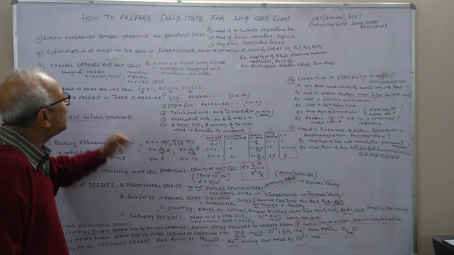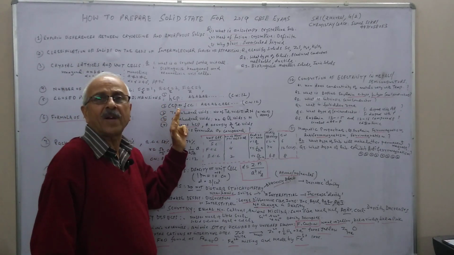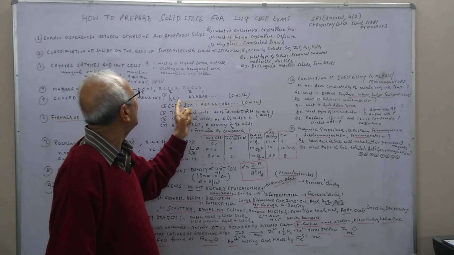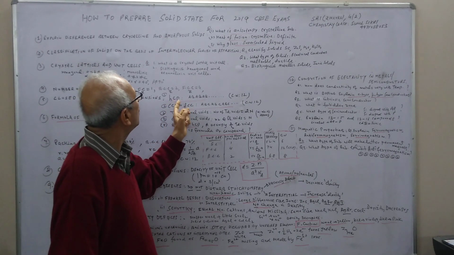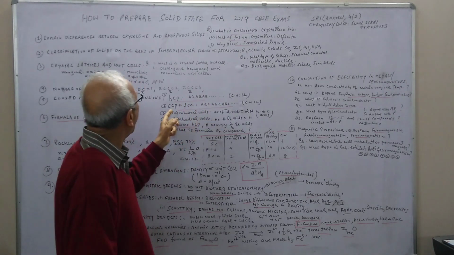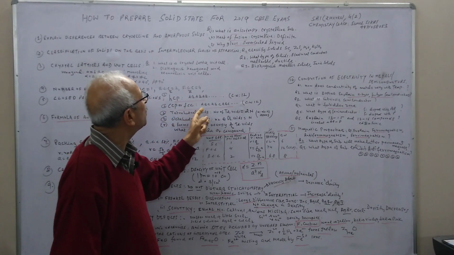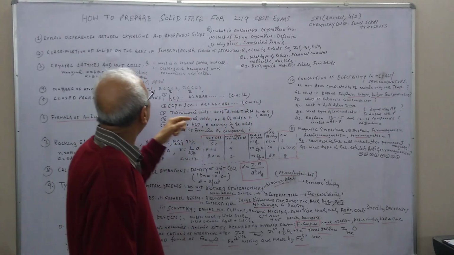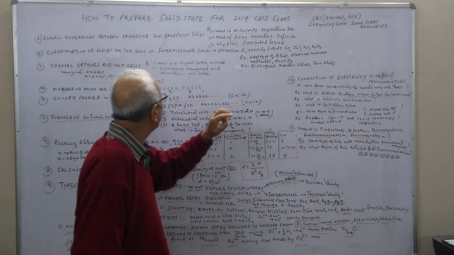Now close packing in 3 dimensions. I am talking of 2 types of packings, HCP and CCP or FCC. The pattern is important. In hexagonal close packing you see the AB pattern, and in cubic close packing or FCC, you see the ABC pattern. And coordination number is very important. The coordination number is 12 in HCP as well as in CCP.